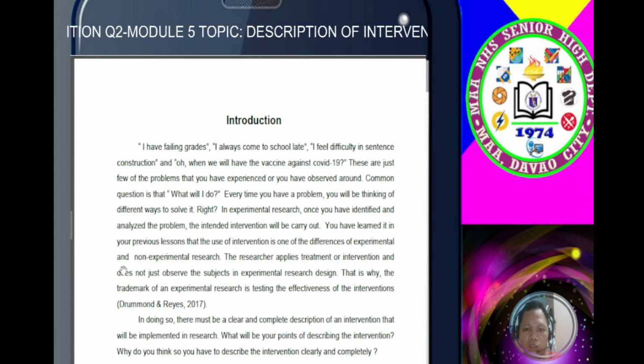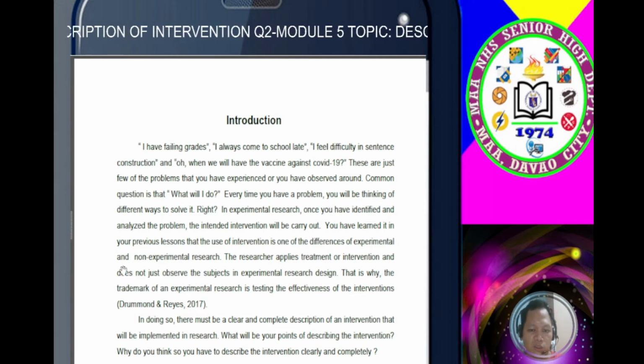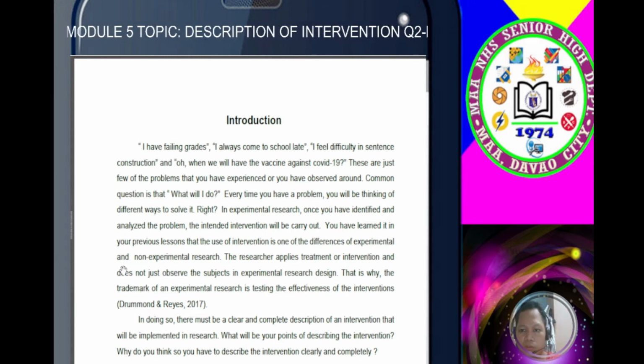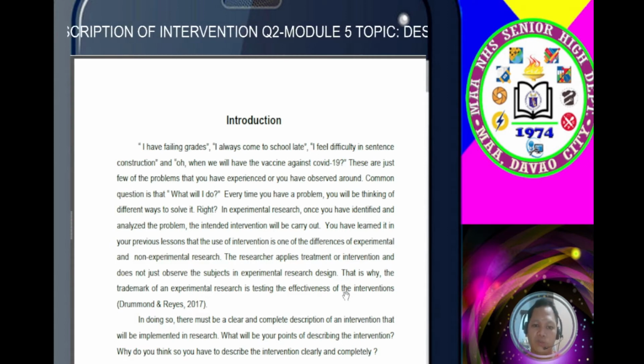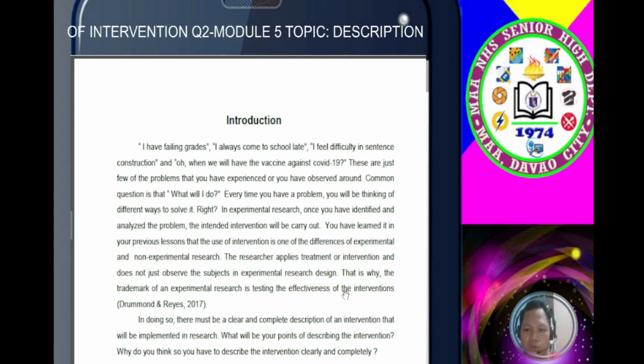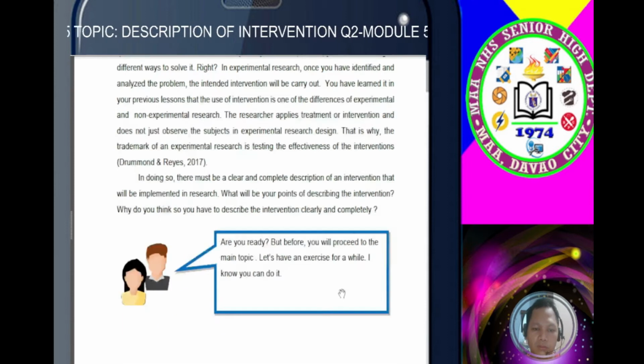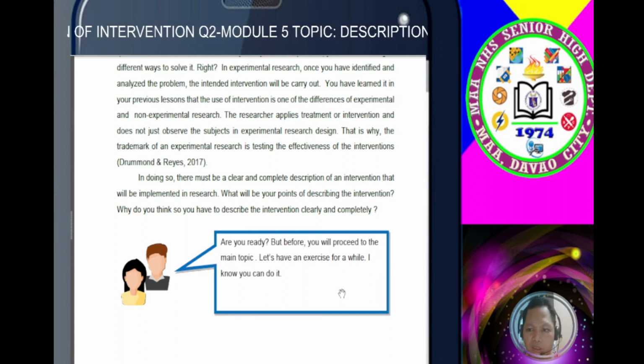In experimental research, once you have identified and analyzed the problem, the intended intervention will be carried out. You learned in your previous lessons that the use of intervention is one of the differences between experimental and non-experimental research. The researcher applies treatment or intervention and does not merely observe the subjects in experimental research design. That is why the trademark of experimental research is testing the effectiveness of interventions. There must be a clear and complete description of the intervention that will be implemented in the research.